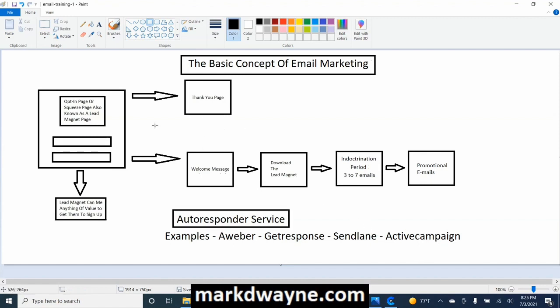After they put their name and email address in for the something of value, the lead magnet, it will send them to a thank you page. This is where you say thank you for signing up. At the most basic levels, we're just going to leave it as thank you for signing up. Now they're on your email list, which will send them to the autoresponder service.